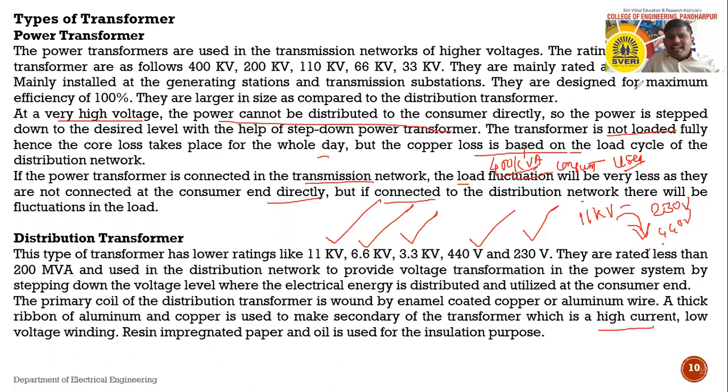Step up. Current should increase, that means current is stepped up, or current should be high. So to carry that value of current we are using a thick wire. For the secondary winding we use a thick wire. A ribbon of aluminum or copper is used to make the secondary of the transformer, which is a high current and low voltage winding, and resin-impregnated paper and oil are used for insulation purposes. It can be used for insulation purpose.